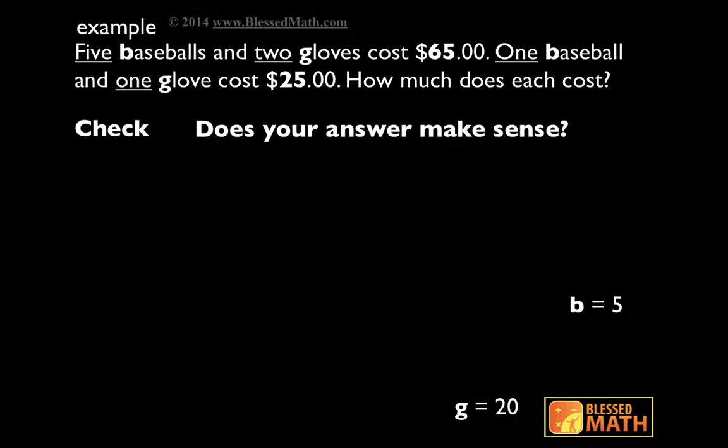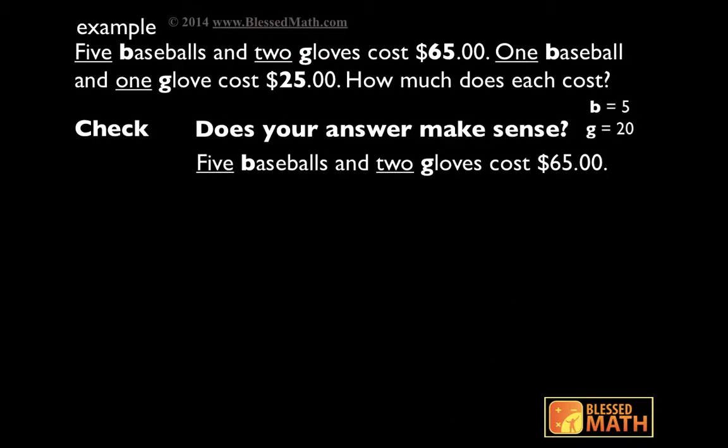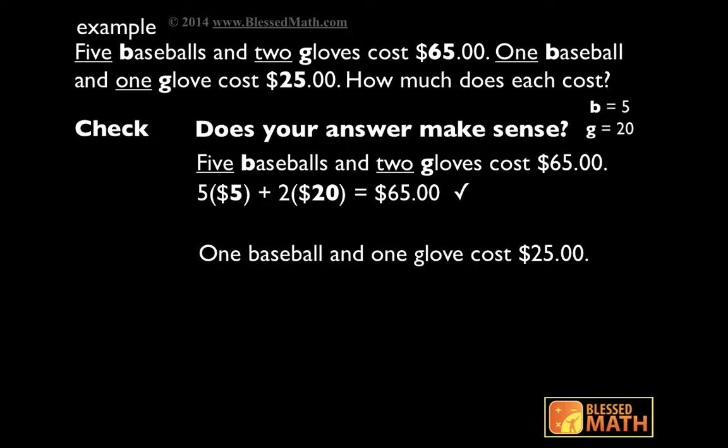Let's see if this answer makes any sense. So 5 baseballs and 2 gloves cost $65. Let's see. 5 times a $5 baseball plus 2 times $20 gloves is equal to $65. That is true. 5 times 5 is 25, plus 2 times 20 is 40. 25 plus 40 is 65.